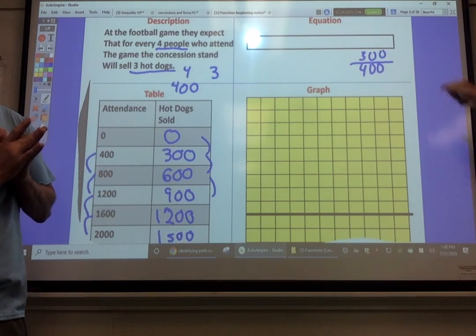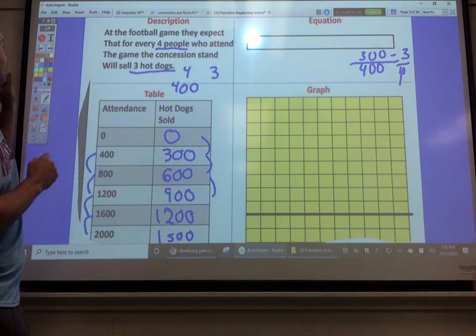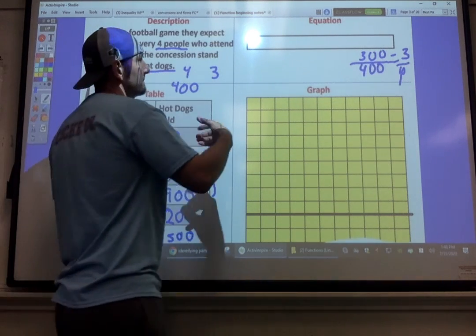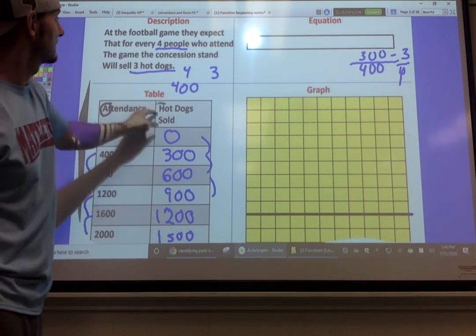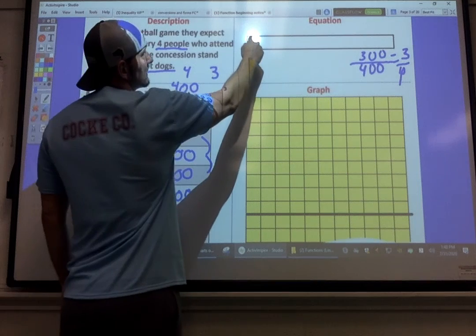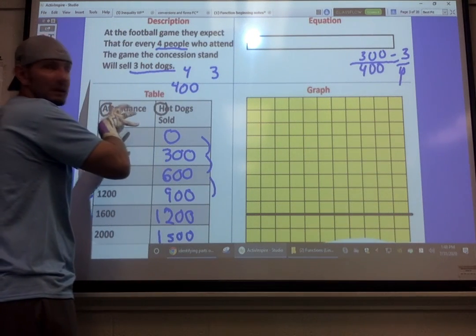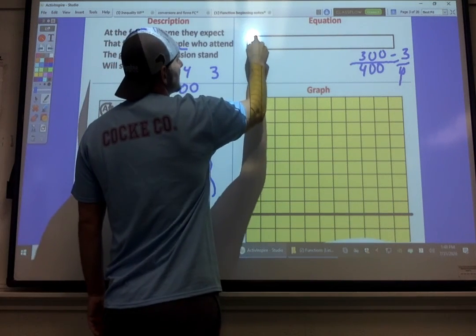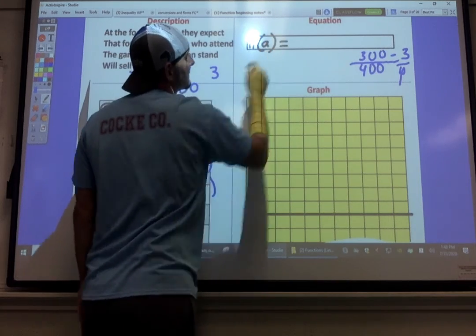300 over 400, well, that can simplify. Hopefully we can see 2 3/4. So when you're writing a function, we want to use letters that make sense. So the attendance and the number of hot dogs. So the people that come to the game will tell us how many hot dogs are sold. So the hot dogs are dependent on the people in attendance.